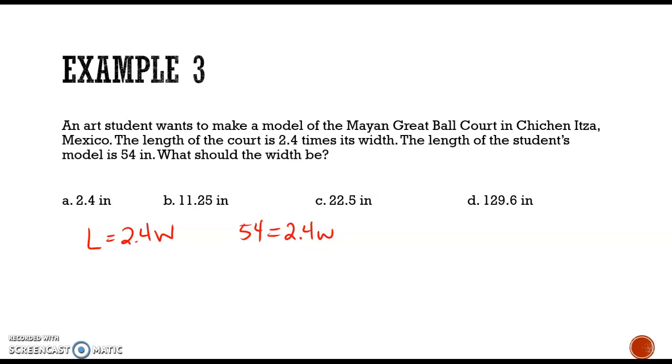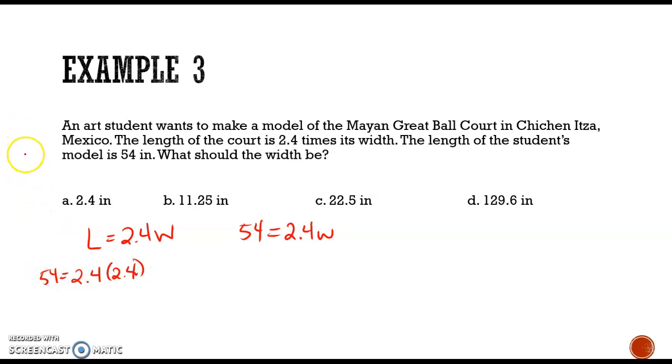Now this is the other thing. You guys are like, oh, just let me solve it. Well, first off, you're not allowed a calculator. So that's a little hard, right? What we're going to do is just substitute it in. 2.4 times 2.4. Does that equal 54?